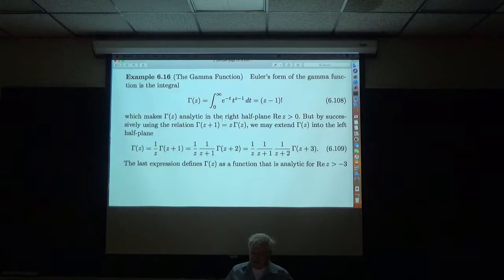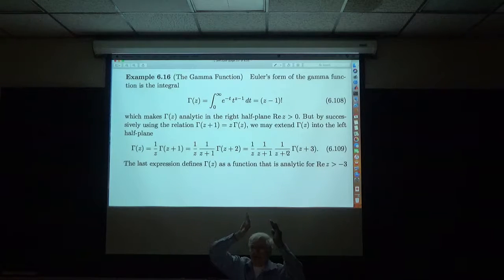But then you can use successively this expression to write gamma of z as 1 over z times gamma of z plus 1, and so on and so forth. And the last expression then gives you 3 pole terms, 1 at 0, 1 at minus 1, 1 at minus 2. But then you have gamma of z plus 3. But this is analytic for the real part of z greater than minus 3. So what we've done here, very simply, is we've analytically continued gamma of z from the right half plane to the half plane to the right of minus 3.